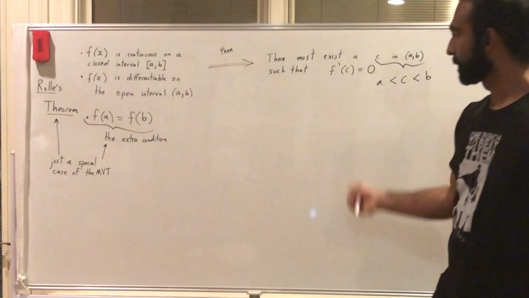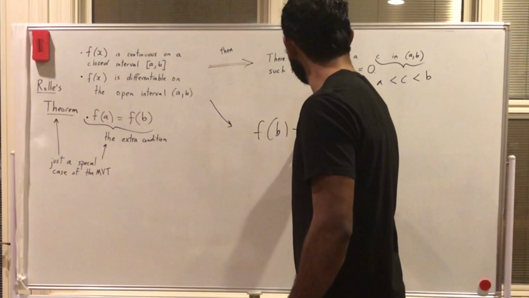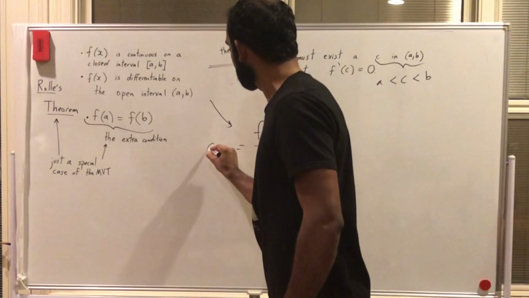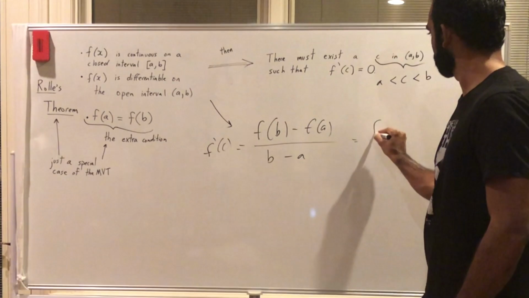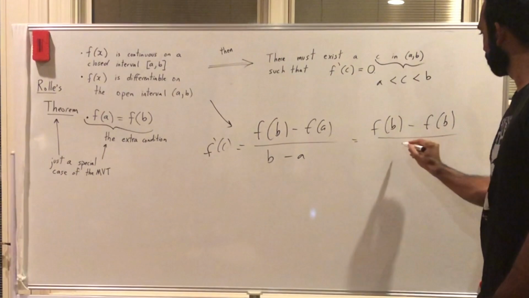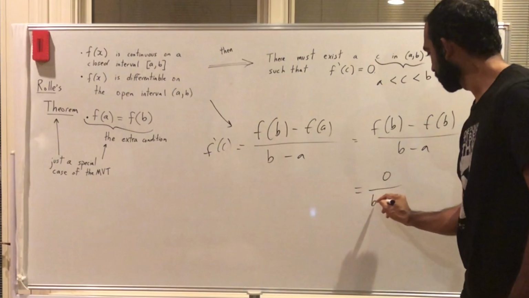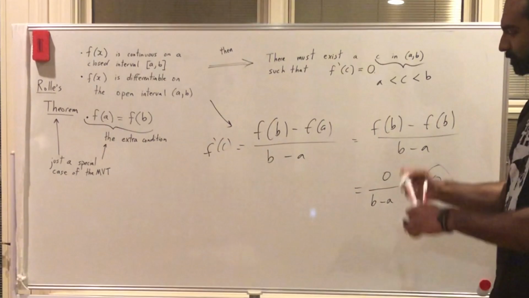So why is that true? Well, we know from the mean value theorem that f of b minus f of a over b minus a has to equal f prime of c for at least one value of c in between a and b. But with this further condition, what happens to my numerator? That just turns to zero. It's f of b minus f of b, or f of a minus f of a. And zero over any non-zero thing is? Zero. Yeah. b minus a is obviously non-zero, so I get zero. Anyway, that's why this theorem is true. It's just a special case of the mean value theorem.